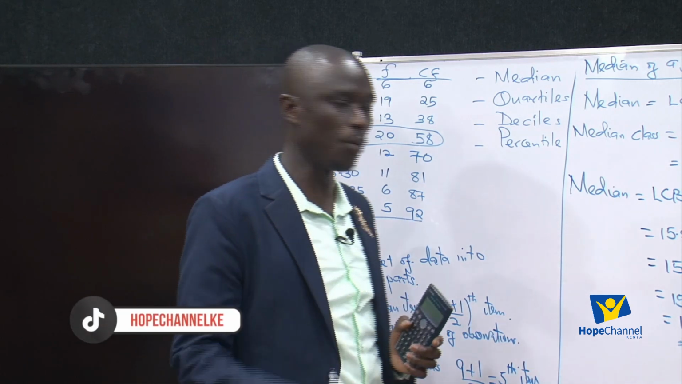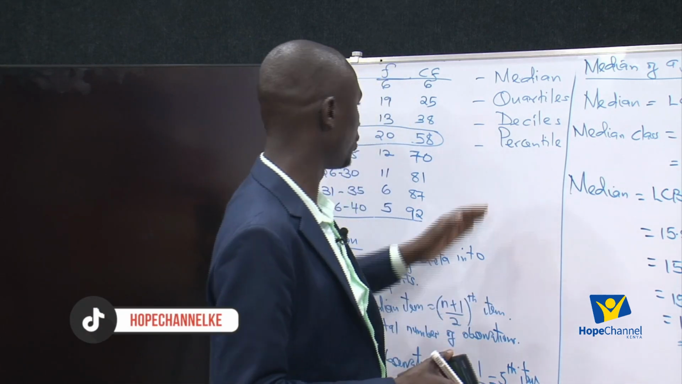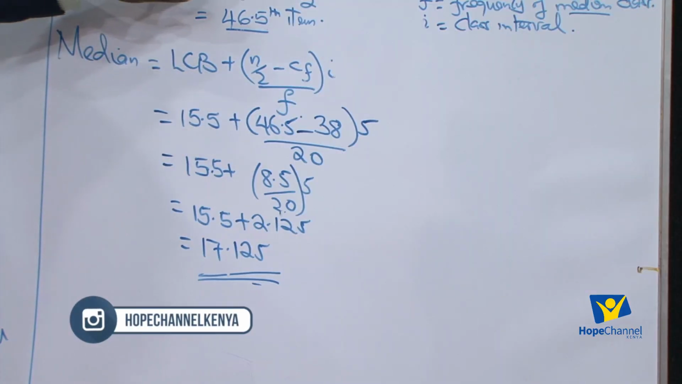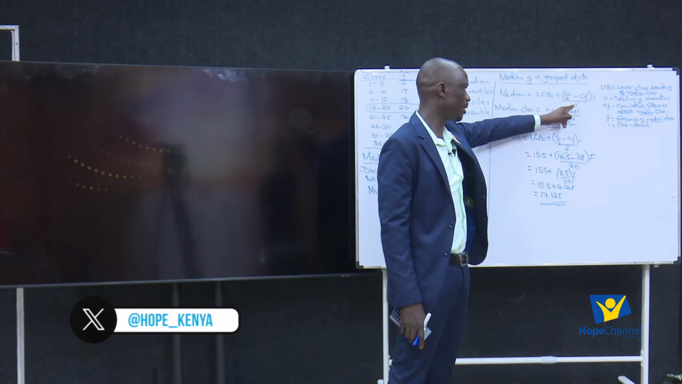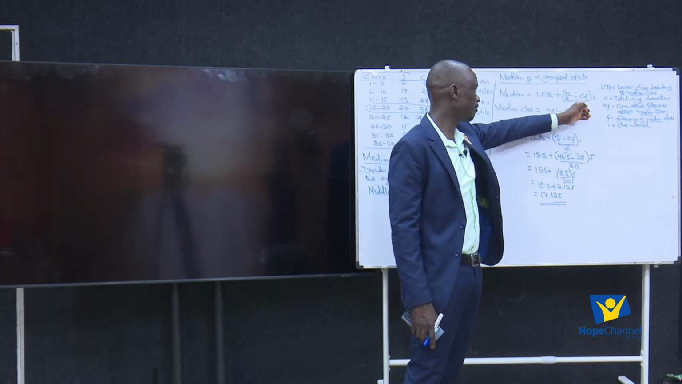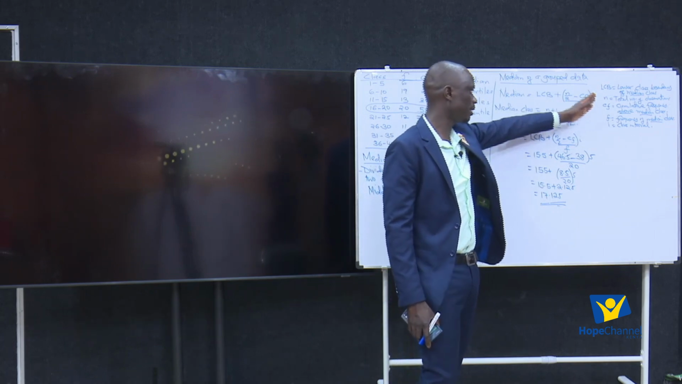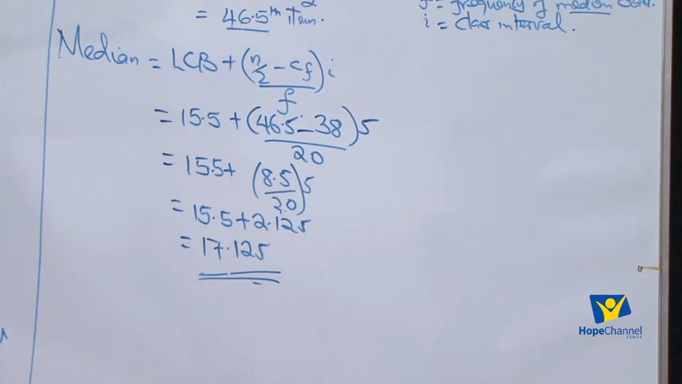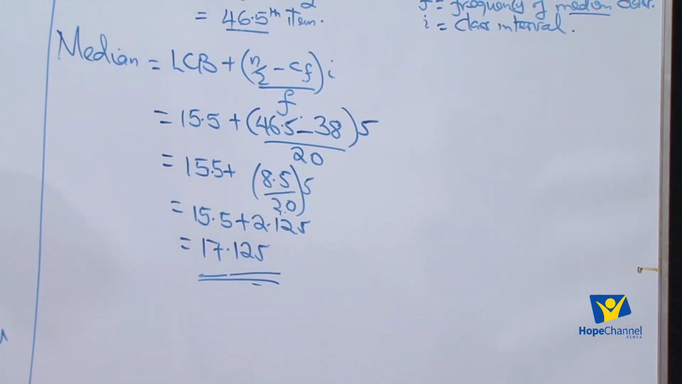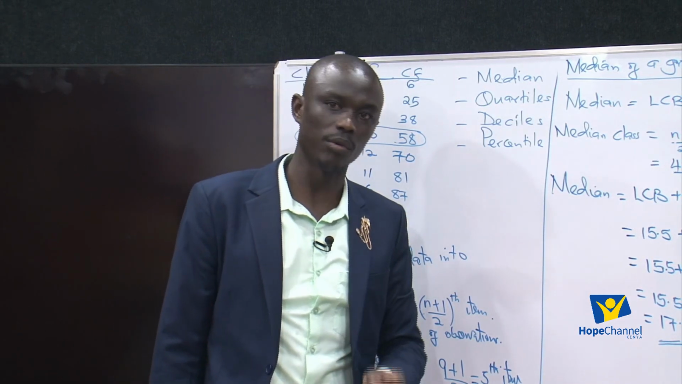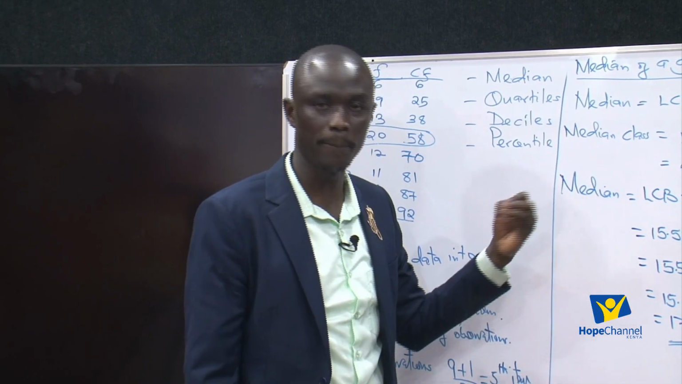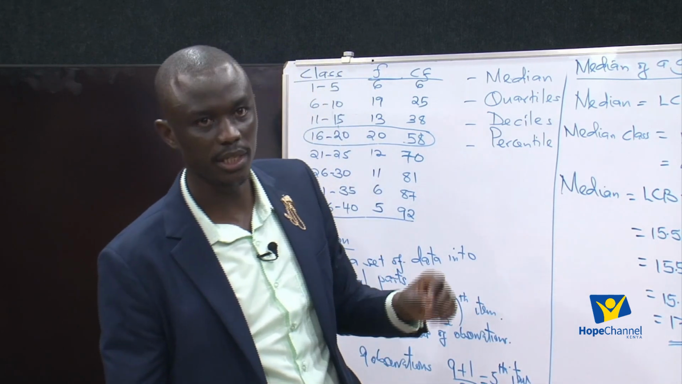So with your median class, you can now substitute everything into the formula. The lower class boundary plus n divided by 2 minus CF, divided by what? F, into I. Remember, CF is the cumulative frequency above. Then F is the frequency of that class. And that is how we work out the median. So everything here remains the way it is.